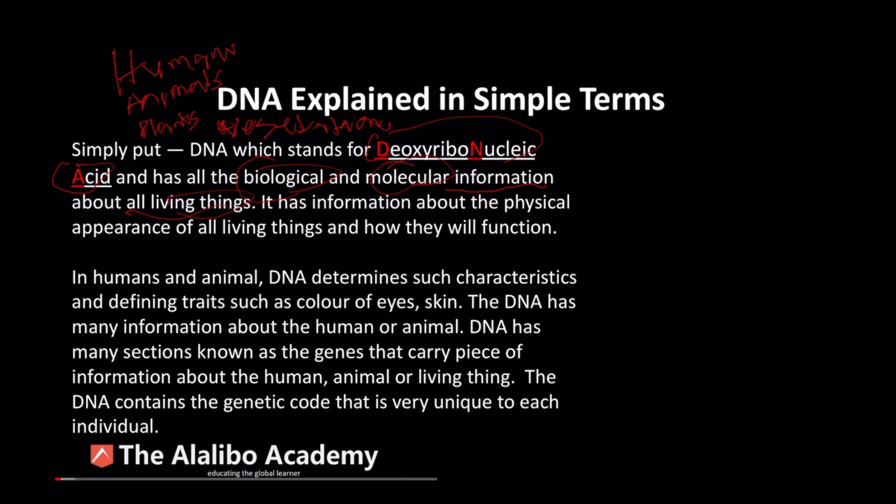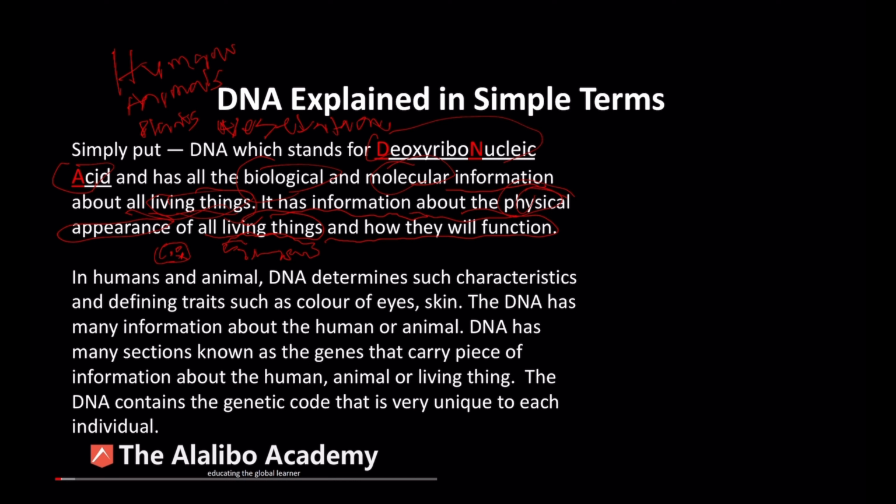They all have DNA, right? So all living things have DNA. Let's please take note of this. This is a very important point. They have DNA that determines their identity, that determines how they live and function. So the DNA has information about the physical appearance, how we look. It determines the physical appearance of all living things and how they function.